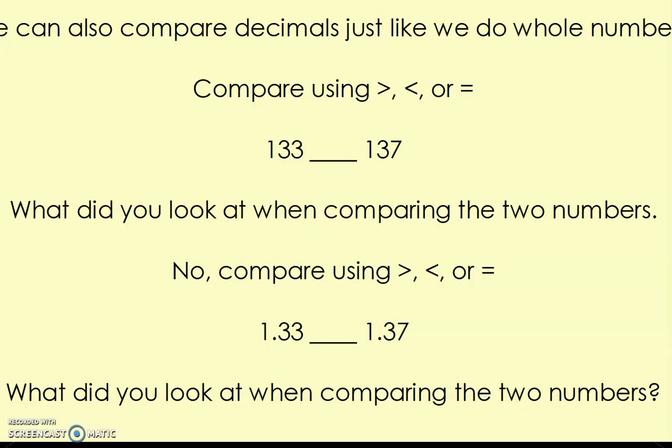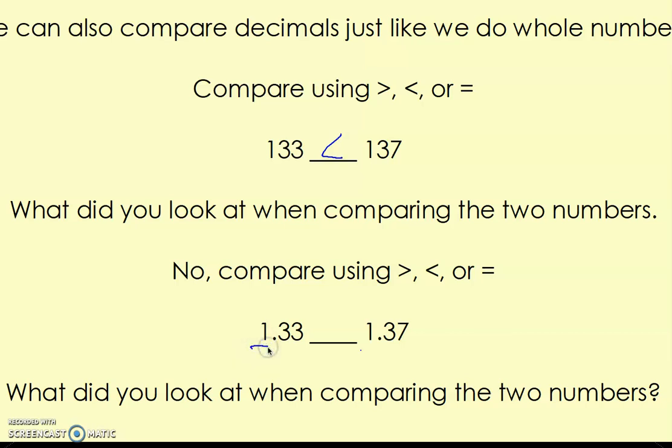Let's practice comparing decimals like we do whole numbers. So you know greater than, less than, equal to: 133 is less than 137. So what did you look at when you compared the two numbers? Well, we looked at place value. You can do the same thing with decimals, just make sure you're comparing the same place.